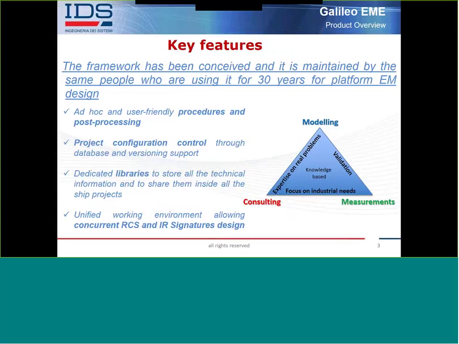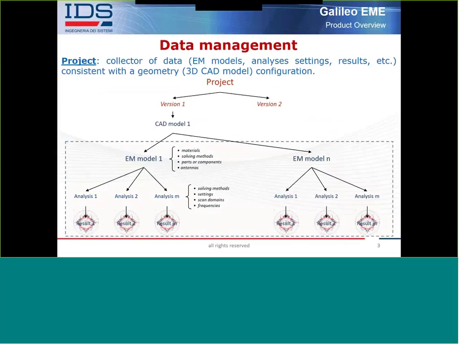In Galileo EME, a system engineer, an electromagnetic engineer will find several capabilities that can be useful during his typical activity. In this regard, with Galileo EME, we can create several projects. For each project, we can have several versions. Each version can contain a main CAD model that usually follows the configuration of the platform, but for that configuration, we can analyze several times and with different software tools that model.